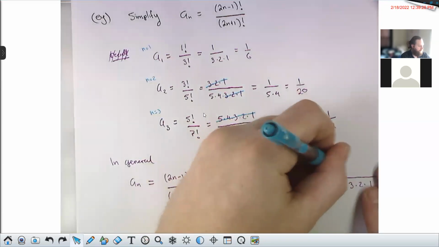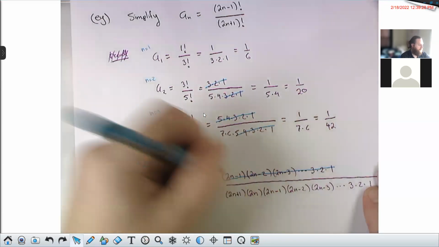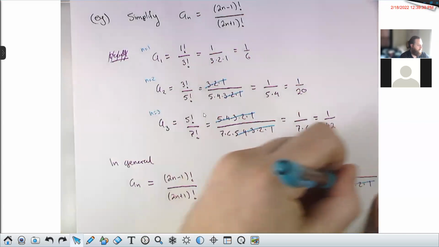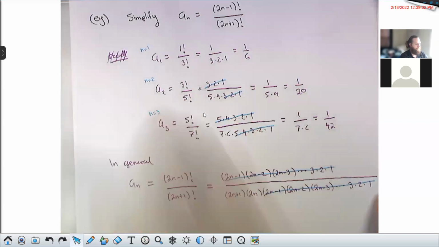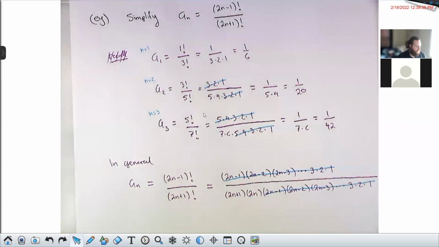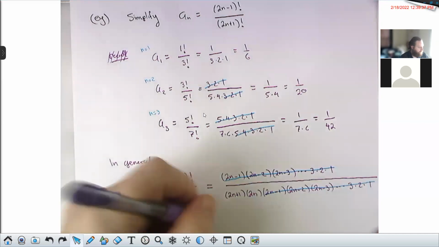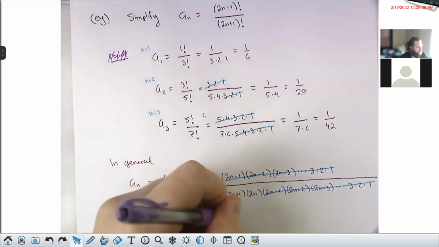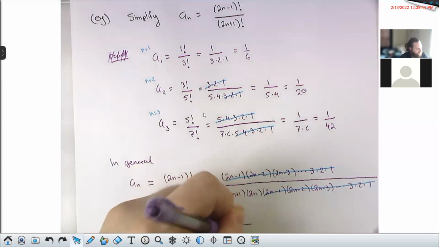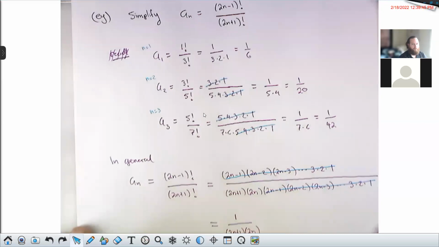If you look here, this whole thing cancels with this whole thing. And all that's left are the first 2 terms of the factorial from the denominator. 2n plus 1 times 2n.